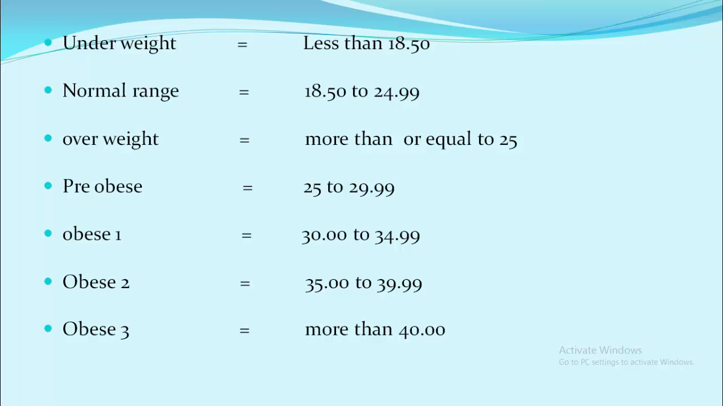So only the persons who lie within the normal range, like 18.5 to 24.9, are safe. Those below that, 18.5, are underweight, and those crossing 24.9 are called overweight. So you should note the difference between obese and overweight. If you are 25 to 29, you are prone to be obese. But if you are around 25, you are called overweight, not obese.